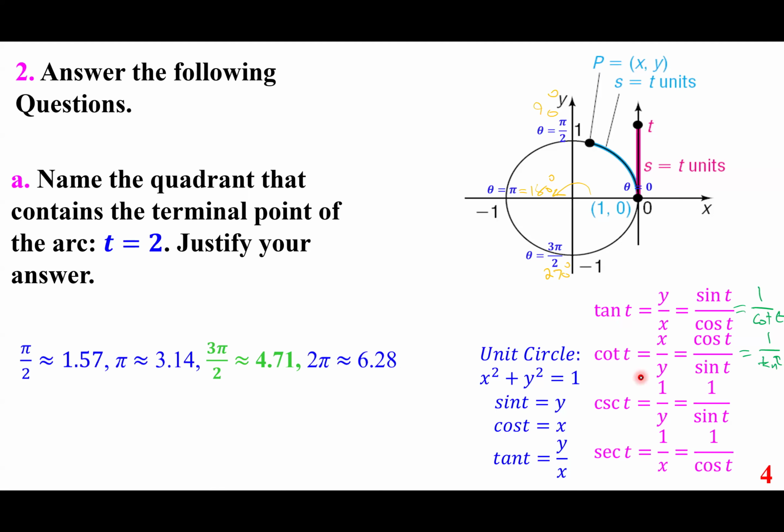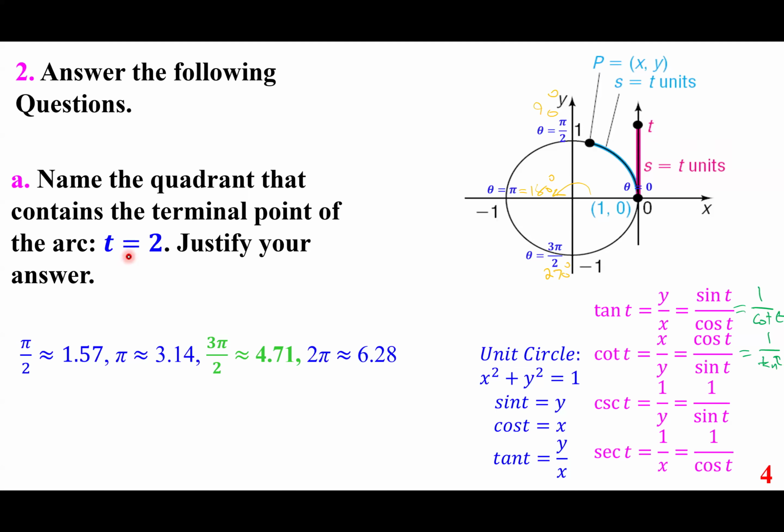So pi over 2 or 90 degrees is about 1.57. Just remember pi is roughly, this is not exact, 3.14. So half of it is 1.57. And 3 pi over 2 or 270 degrees is about 4.71. And 2 pi is 6.28 roughly.